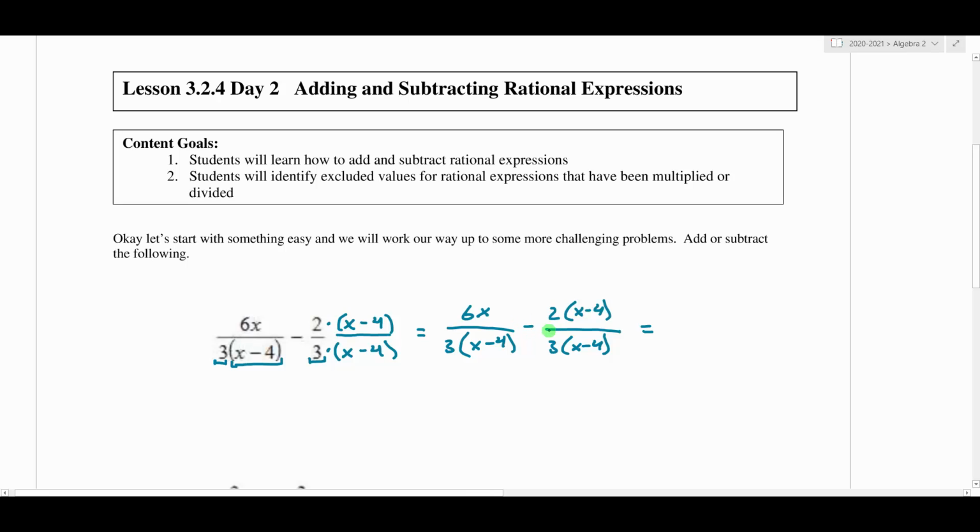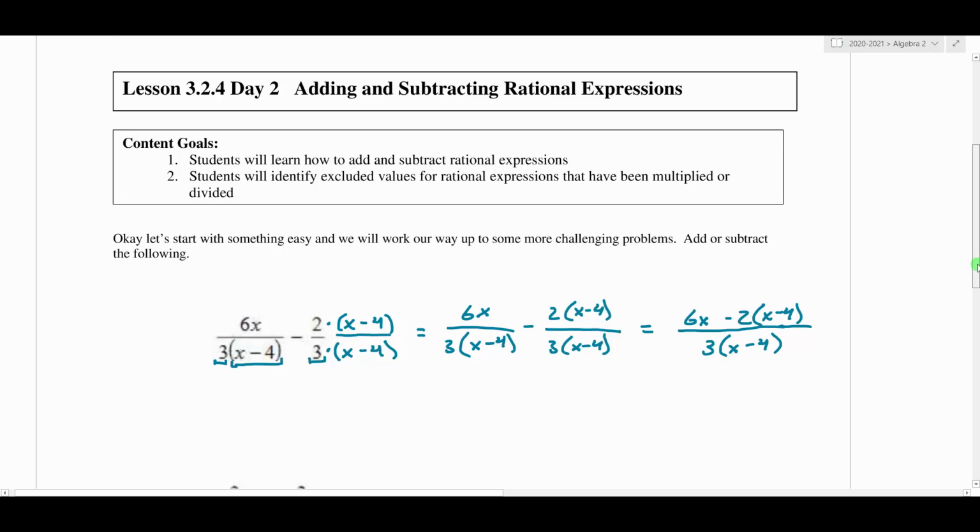I can actually subtract. And when we subtract fractions, we keep the bottoms of the two fractions. So the result here is going to have a denominator of 3 times x minus 4. And then we just subtract the tops. So we're going to have 6x minus 2 times x minus 4. All of that goes in the top.